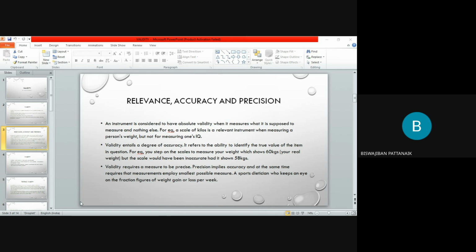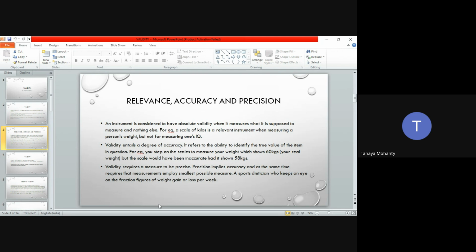Electronic. Very good. Electronic. Why? Because it can give you decimals also. Suppose you have put on 50 grams more weight, it will give you the precise result. That's the reason. You might have heard of the recent case of Vinesh Phogat, who got disqualified in the Olympics because she was just 100 grams more than the required weight limit.